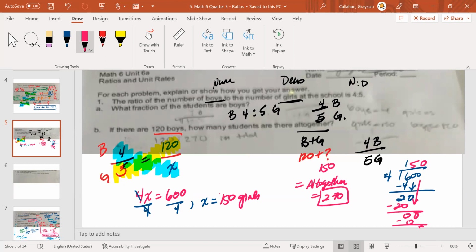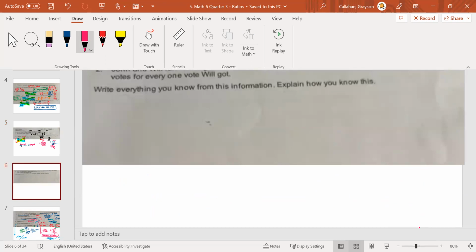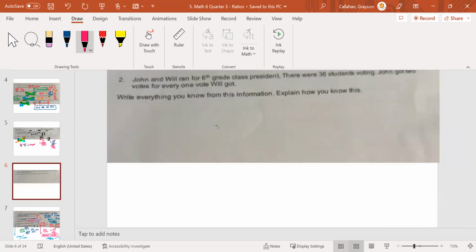Last question, number 2. John and Will ran for 6th grade class president. There are 36 students voting. John got 2 votes for every 1 vote that Will got. So there are 36 students. John to Will. John got 2 votes to Will's 1 vote. These are votes, okay? Write everything you know from this information and explain how you know this.